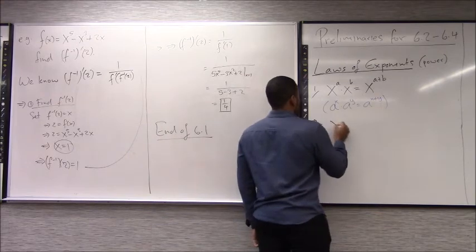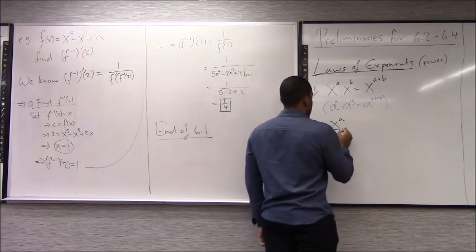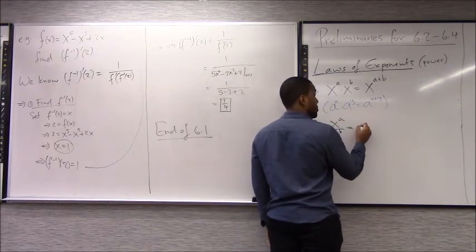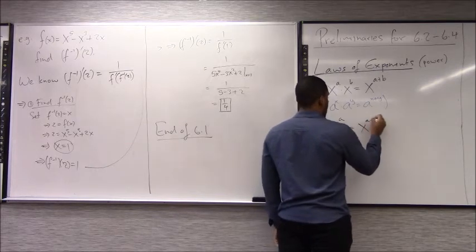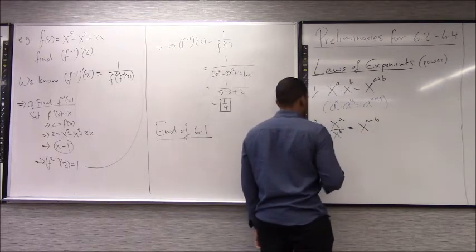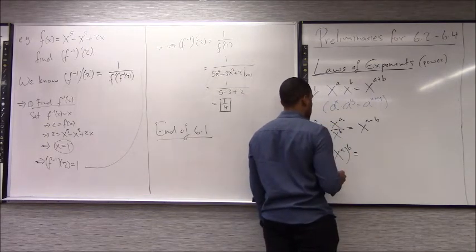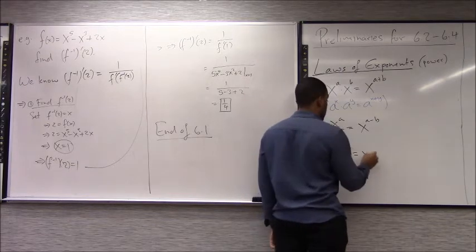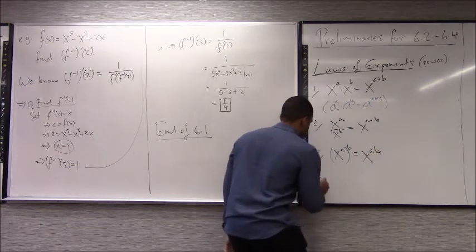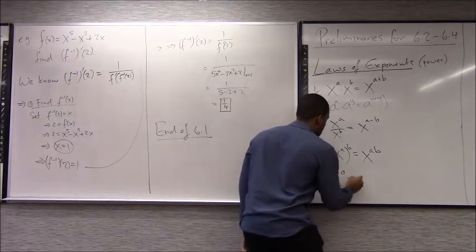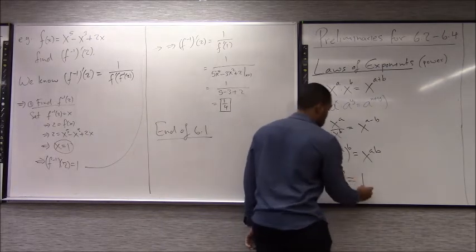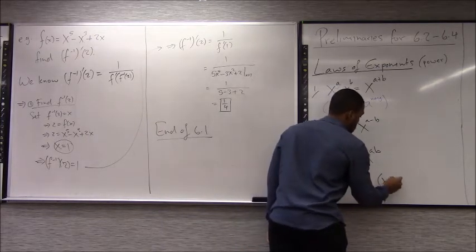X to the a divided by x to the b. X to the a minus b. What is x to the a, and I raise it to the b? Multiply. What is x raised to the 0? 1. Of course, your x cannot be 0 for this.